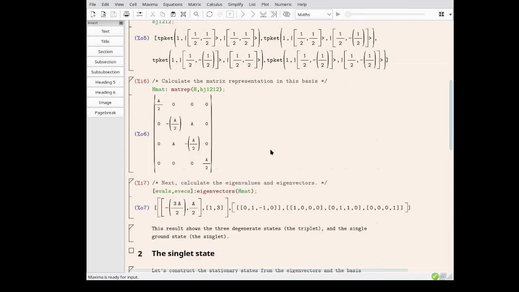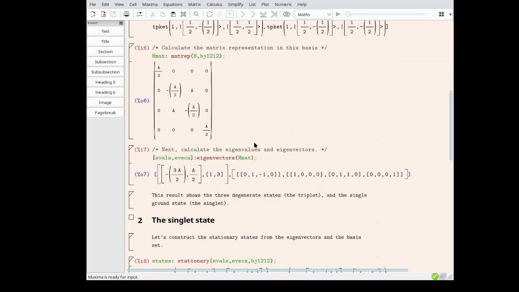And now we can calculate very simply the matrix representation of our Hamiltonian by using the matrix representation, or matrep, function. So in the first slot goes the Hamiltonian, and in the second slot goes the basis set that you want the representation in. And so it gets computed and shown here as the following matrix. Now we can calculate the eigenvalues and eigenvectors by just using this particular matrix representation. And that's shown in this line.